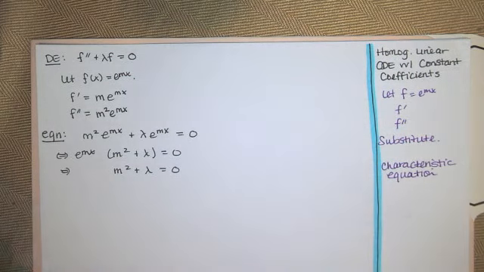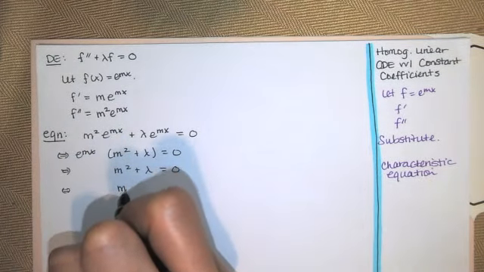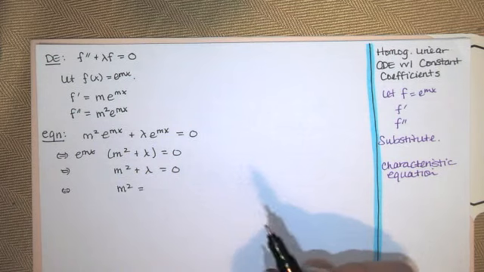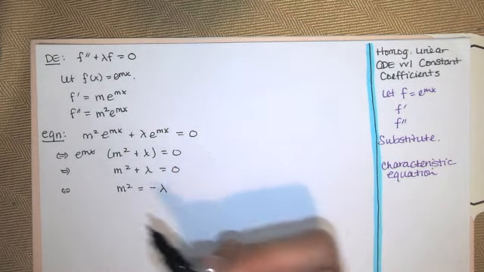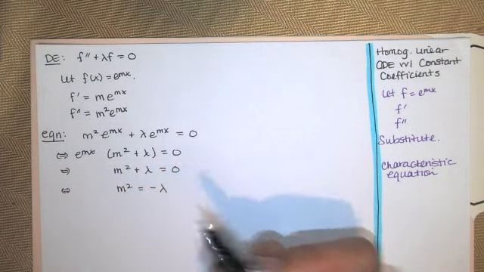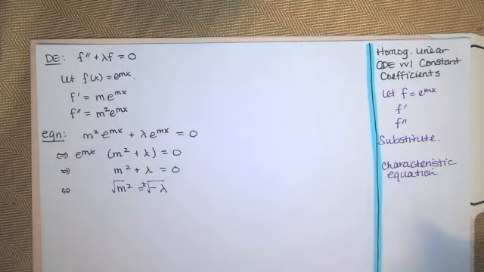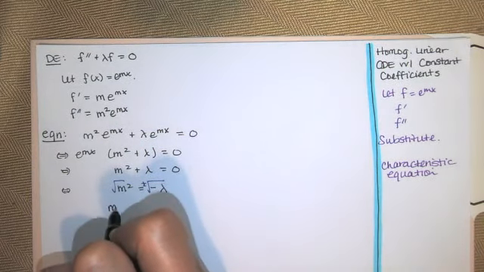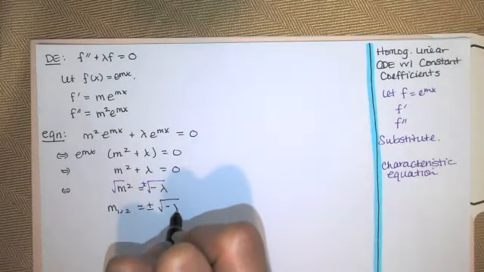And now we want to solve the characteristic equation for m. So I've got m squared plus lambda equals 0. Let's subtract lambda from both sides. And I want to get m by itself, so I will take the square root of both sides. Don't forget the plus or minus on the right. And then we've got two roots, m1 and m2, which are given by plus and minus square root of negative lambda.